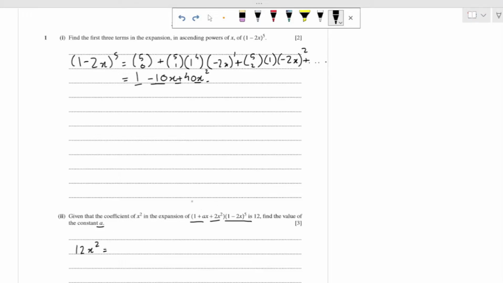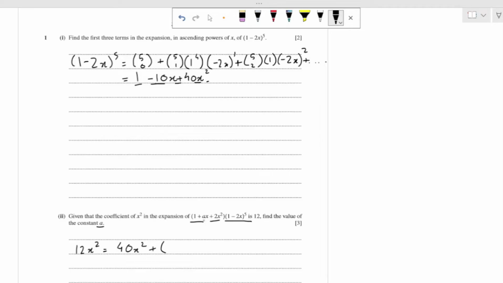So let's start with 1. 1 with minus 10x multiplied does not give us x square, and then 1 multiplied with 40x square does give us the x square coefficient. So we are going to write over here 40x square, plus we're going to write our other terms.